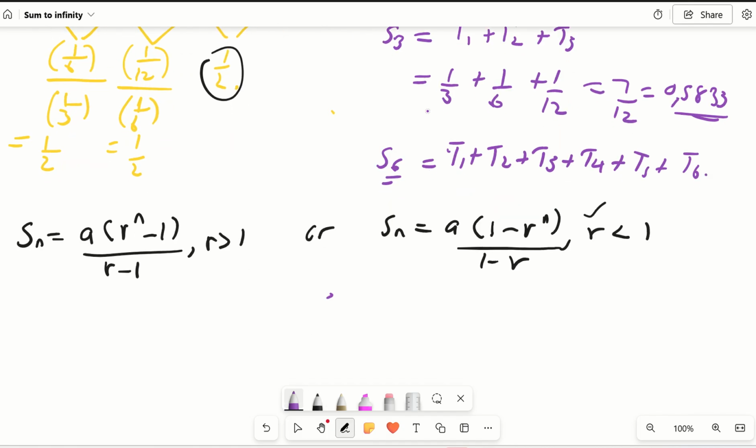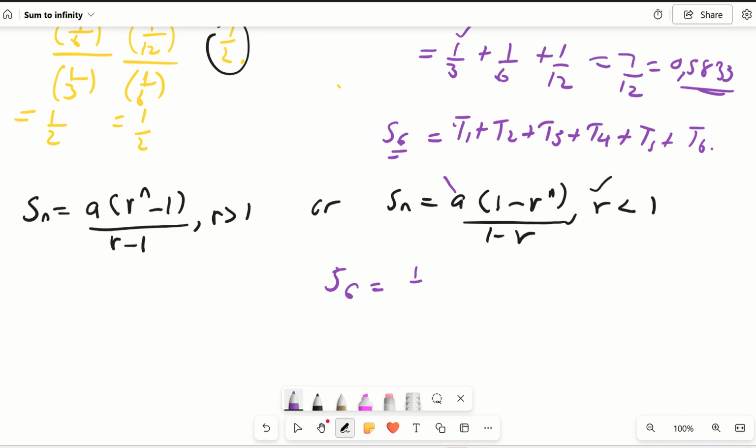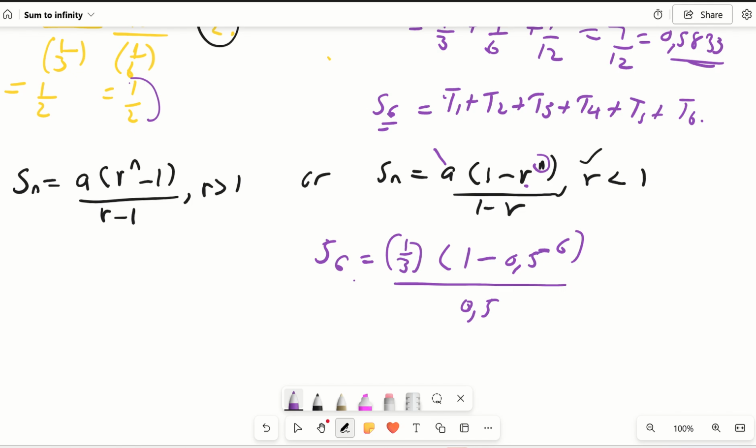All right, let us go. We're looking for S6, right? Remember, a represents the first term. So what is the first term in this series? It's 1 over 3. Then 1 minus, what is our ratio? Our ratio is 1 over 2. To avoid punching too much, just make it 0.5, because 1 over 2 is 0.5. Then our n is 6. Close over 1 minus 0.5. If you're smart enough, you realize this is 1 minus a half, so it should give you a half. You're going to save time and punch quicker, okay?